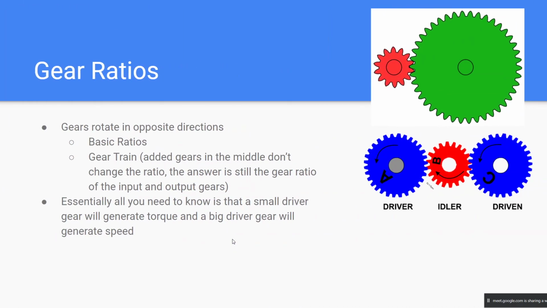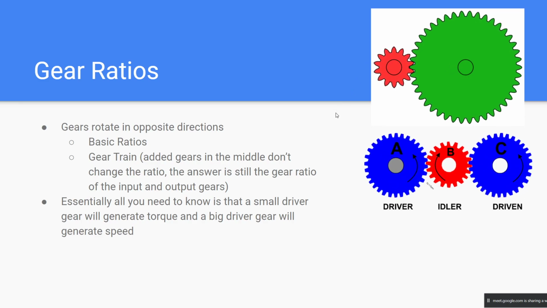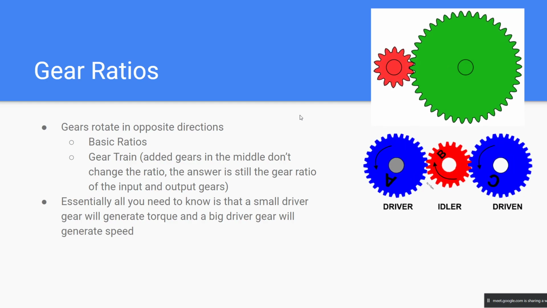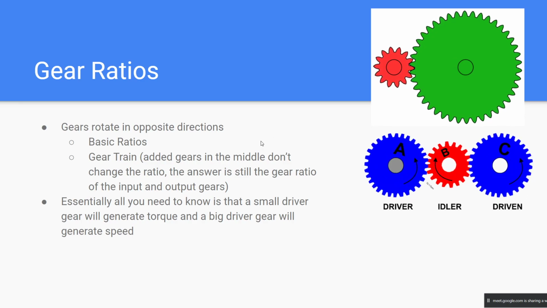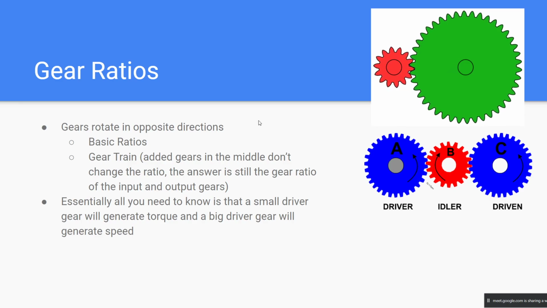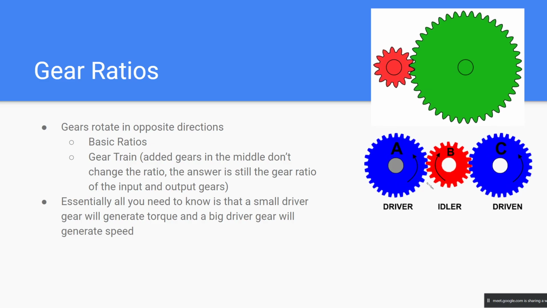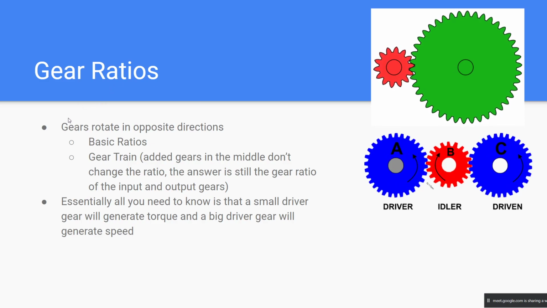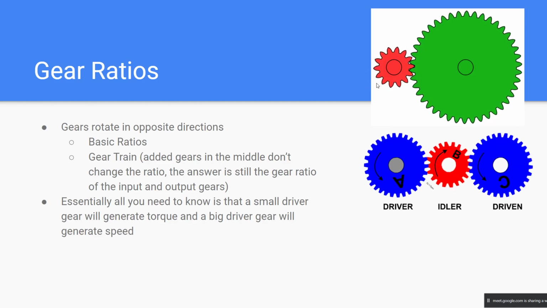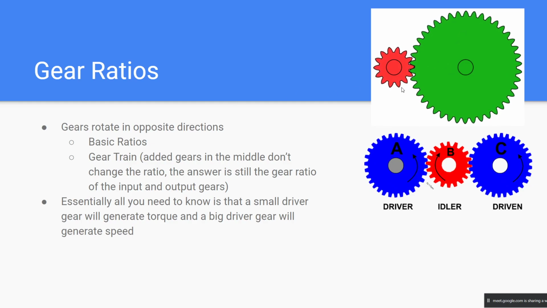Okay, gear ratios. The reason why you would use gears is to gain an advantage. If you want to gear for speed, you would gear for speed. If you want to gear for torque, you would gear for torque. Most of the time you're not going to be using the motor directly. You're going to attach a gear to the motor to give the motor more power in a way that you want. Obviously gears rotate in opposite directions. So this one is rotating clockwise and this one's counterclockwise. That's just how it physically works.